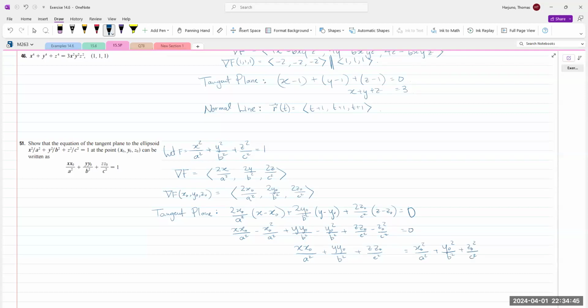Now notice that the coordinate x naught, y naught, z naught is on the ellipsoid, so it must satisfy this equation, right? If you plug x naught, y naught, z naught into that equation, you will get 1. Therefore, this is 1 on the right hand side, and the left hand side, we basically copy paste that. Done.